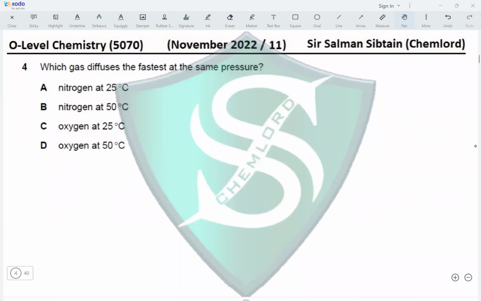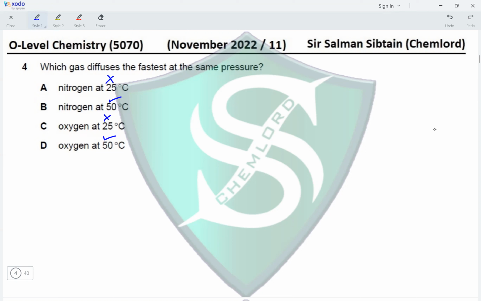Question 4. Which gas diffuses the fastest at the same pressure? Okay, so diffusion of a gas is based on its mass and the temperature used. So the greater the temperature, the greater the diffusion. So now we have four options, two of which have a temperature of 25, two of which have a temperature of 50. So the greater diffusion will be that at 50 degrees Celsius, not at 25 degrees Celsius in comparison. So options B and D may contain the correct answer.